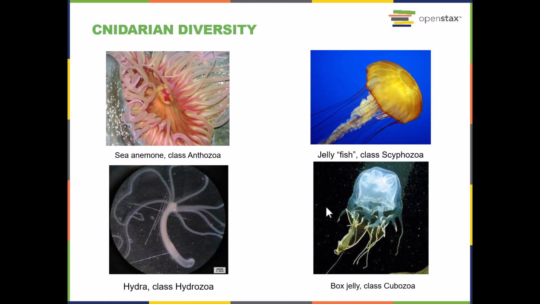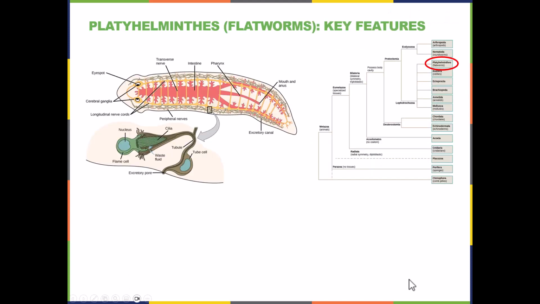Here we see some of the cnidarian diversity. Cnidaria include the sea anemones, jellyfish. We have fish in quotations there because they are obviously not truly fish. And then we have the hydra, and we also have box jellies. Next, we'll look at the platyhelminthes, which are the flatworm.